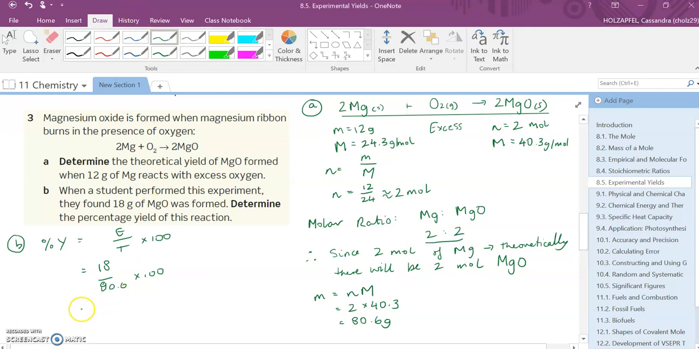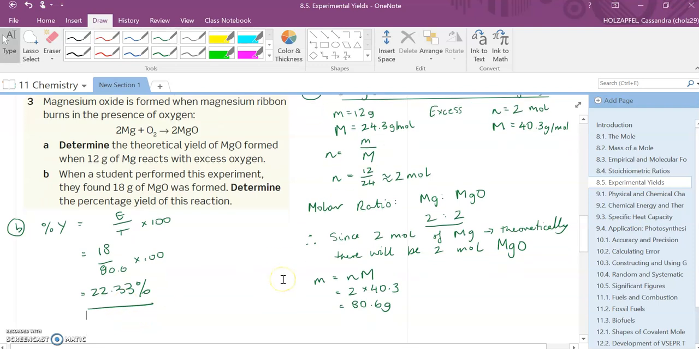Where was I at? Yes, this percentage. Okay, so 22.33%. So not a super great yield, but you know what? It is what it is.